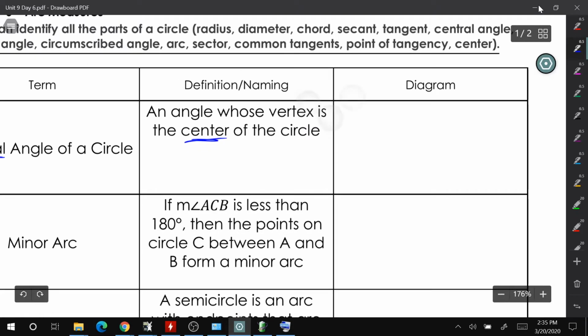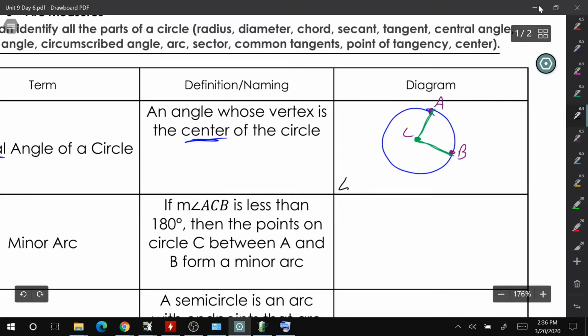And what that will look like, so if we have a circle here, and we have our center, and we call it C, angle ACB is a central angle because the vertex of the angle is at the center of the circle. So angle ACB is a central angle.